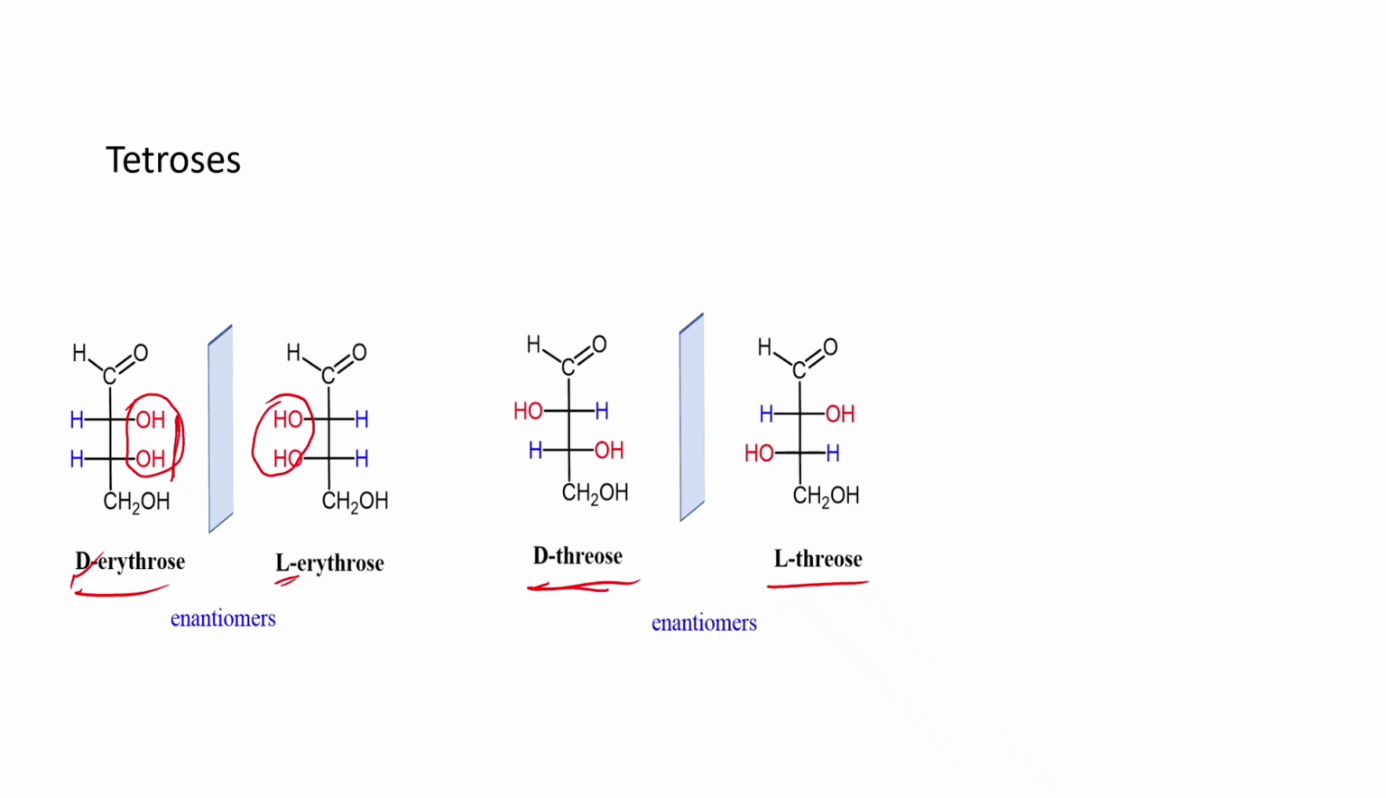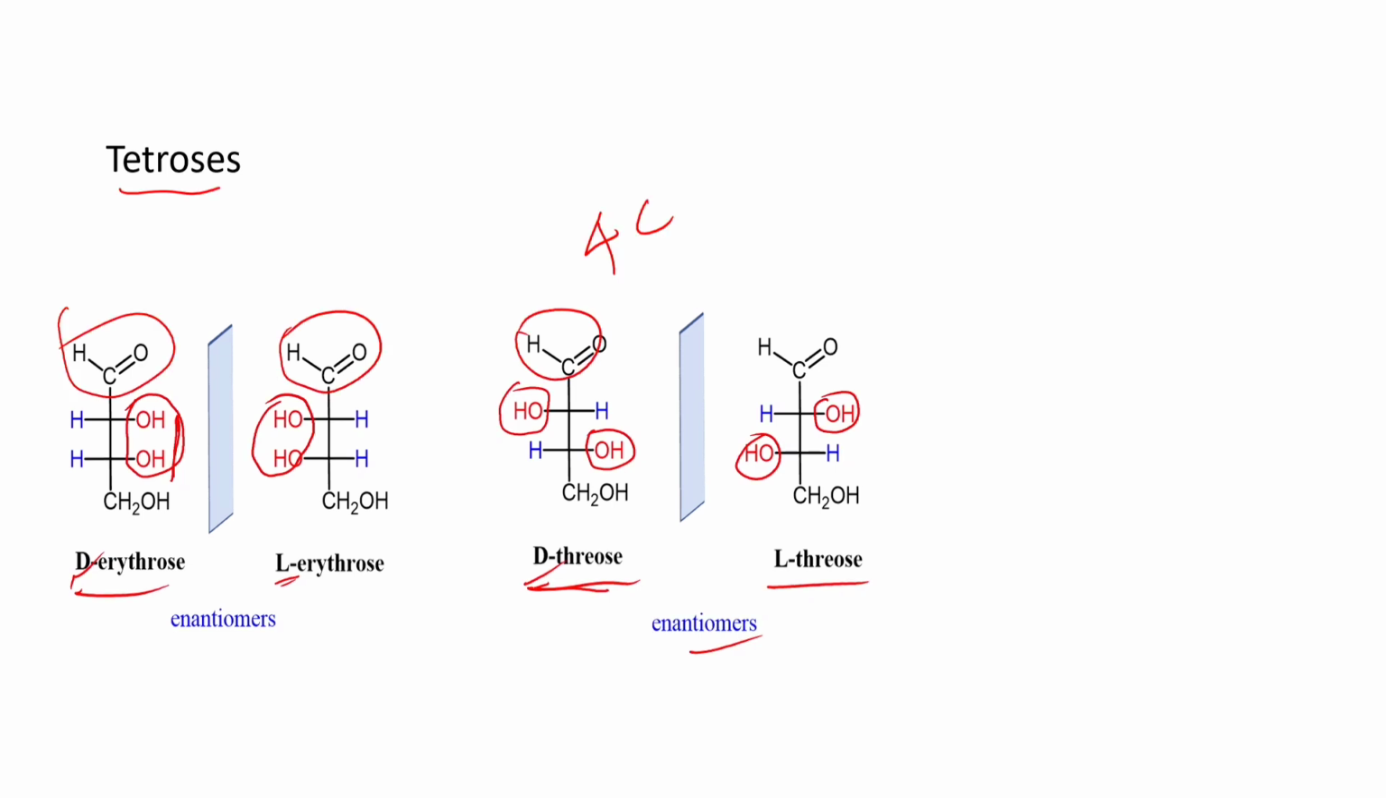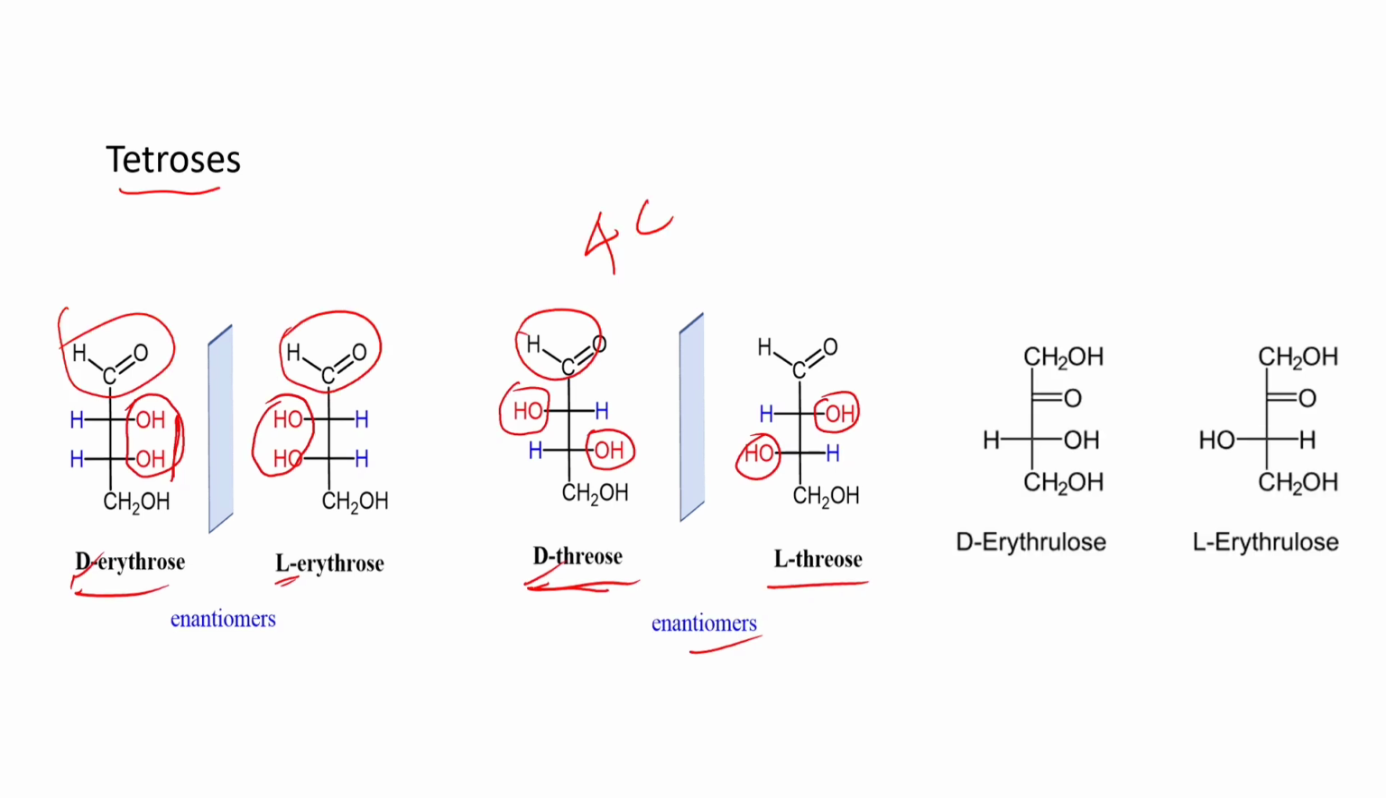D-threose and L-threose. Both these contain 4 carbons, so the name is tetrose, and they contain an aldehyde group. The similar case, erythrulose. Erythrulose contains a keto group. This is the keto version of the tetroses. Here, D-erythrulose and L-erythrulose.